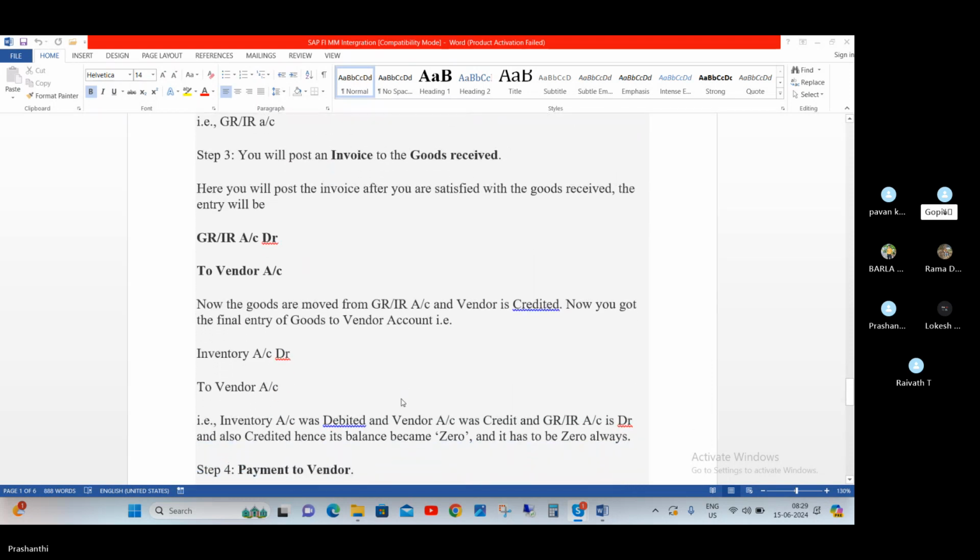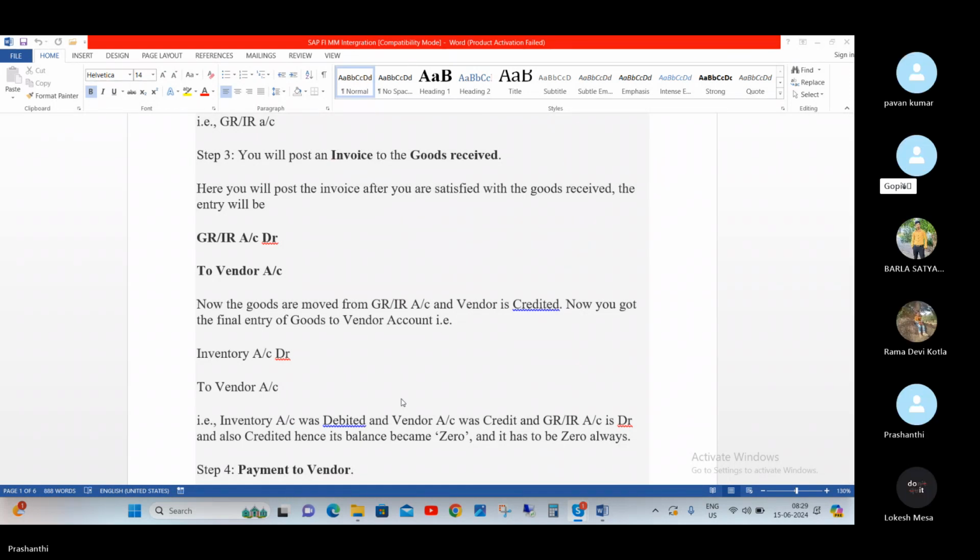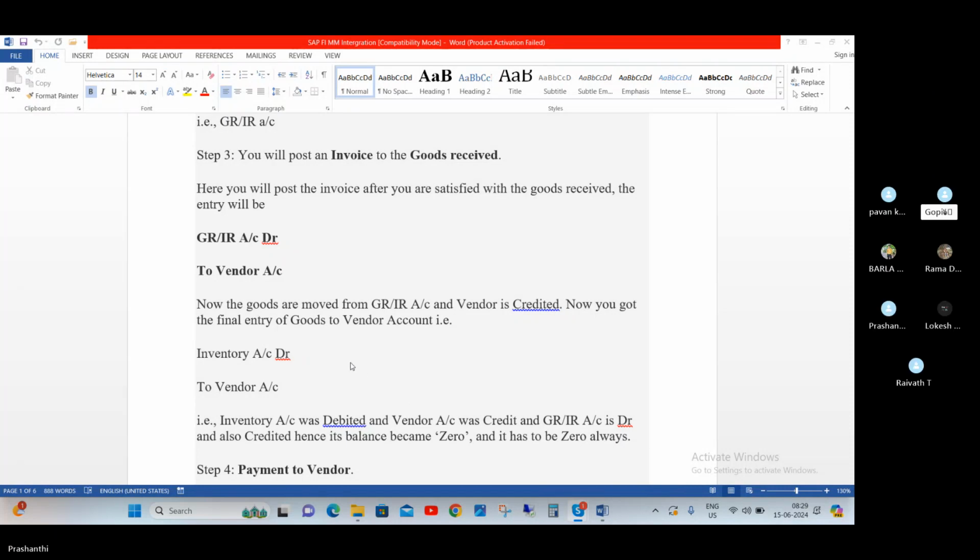When you post the invoice after you are satisfied with the goods received, the entry will be GRIR account debit to vendor account. Now the goods are moved from the GRIR account: GRIR account is debit and vendor account is credit. Now you get the final entry of goods and vendor account, that is inventory account debit to vendor account.